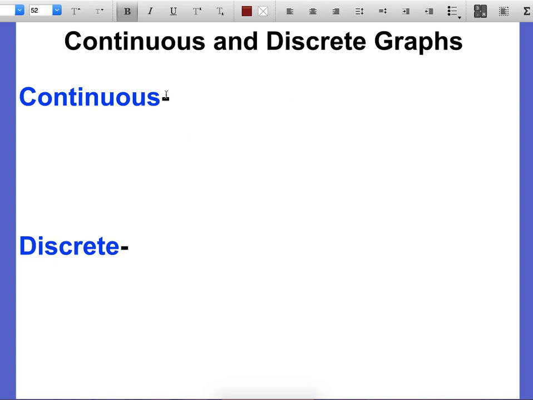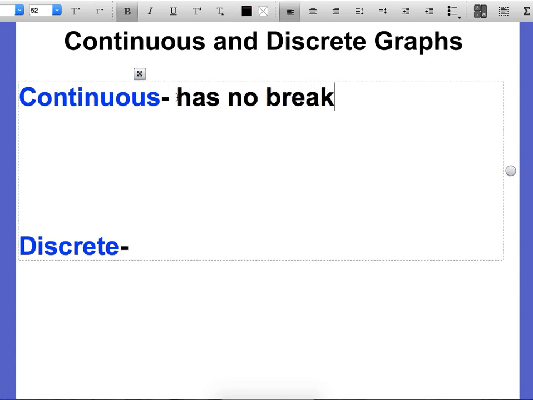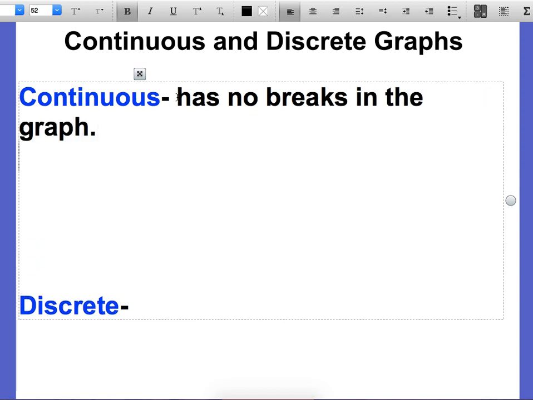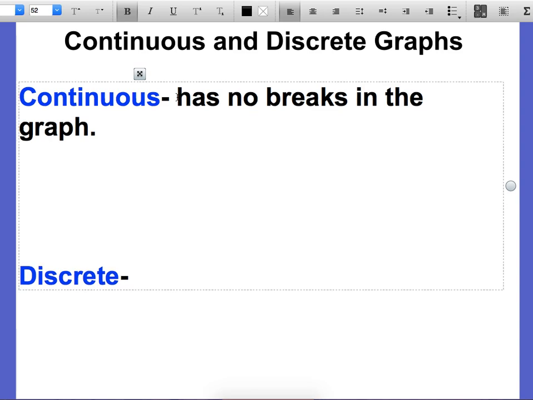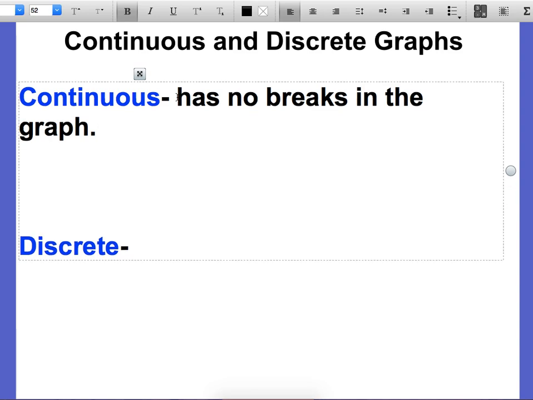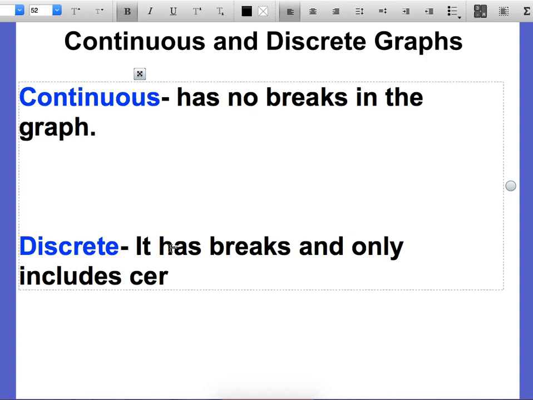A continuous graph, simply put, has no breaks in the graph. So that means that the data in the graph includes everything that you see, everything in between. A discrete graph is the opposite. It has breaks and only includes certain data points.